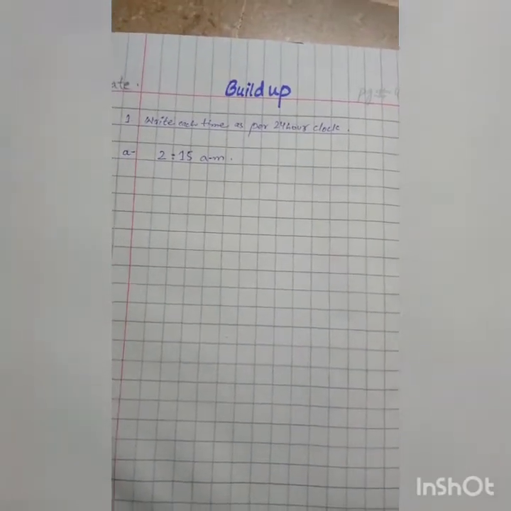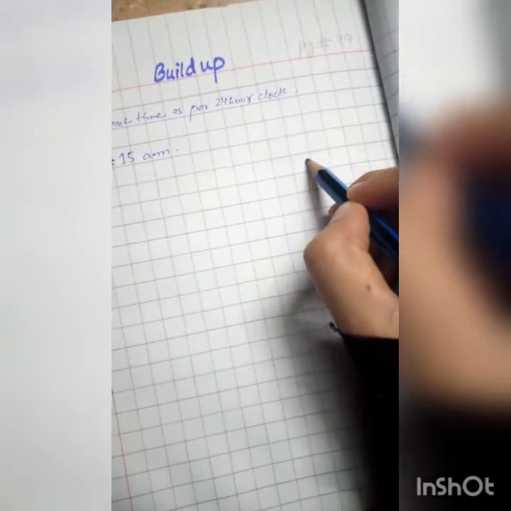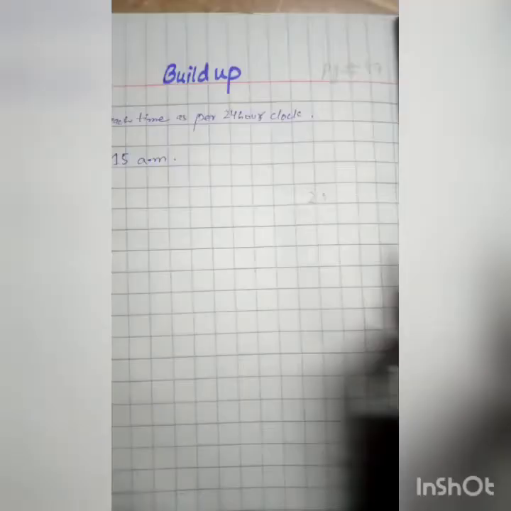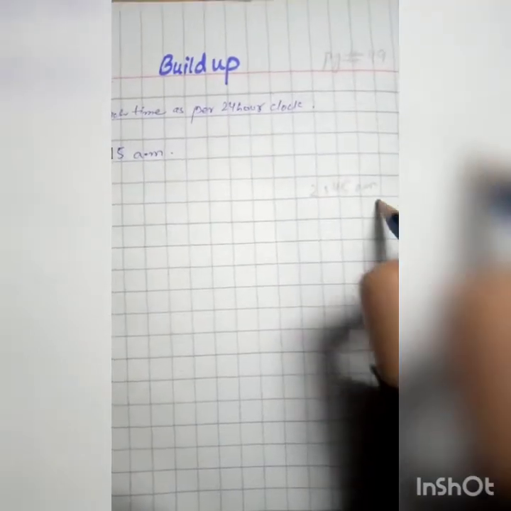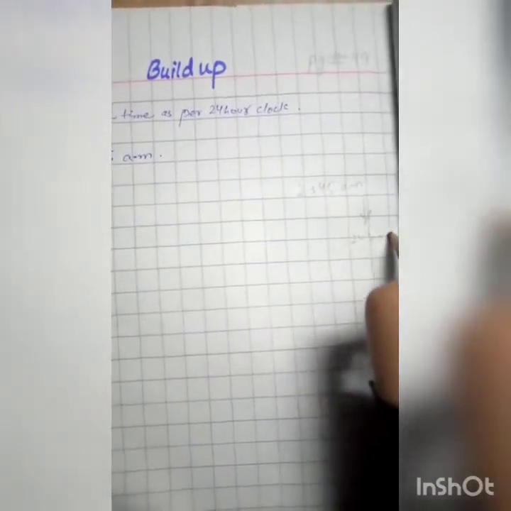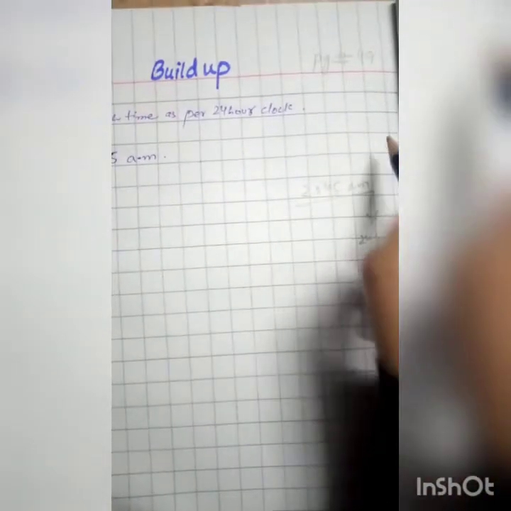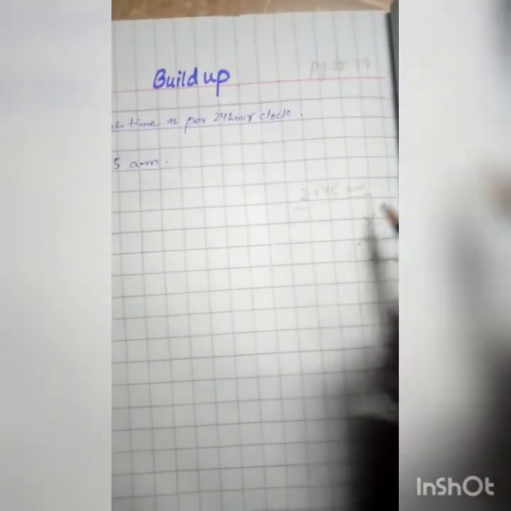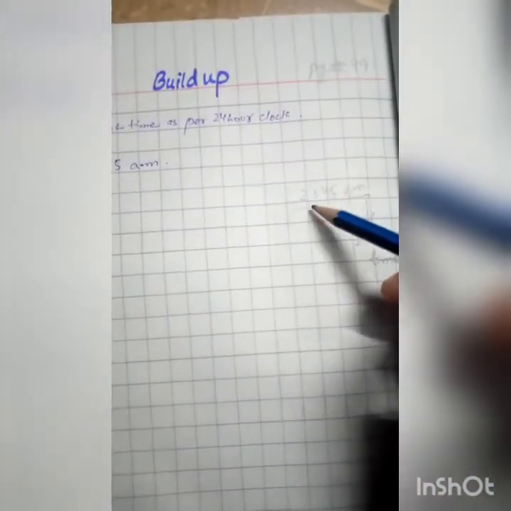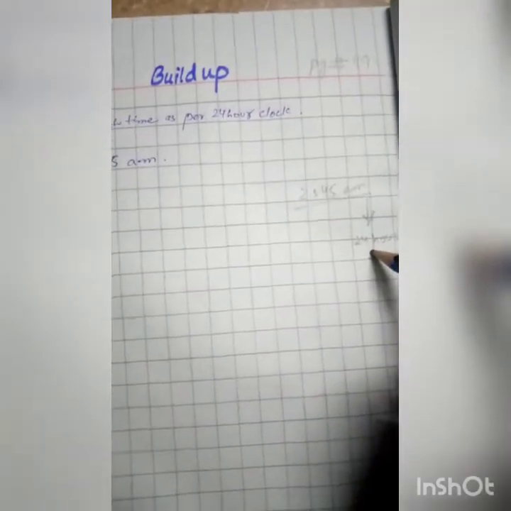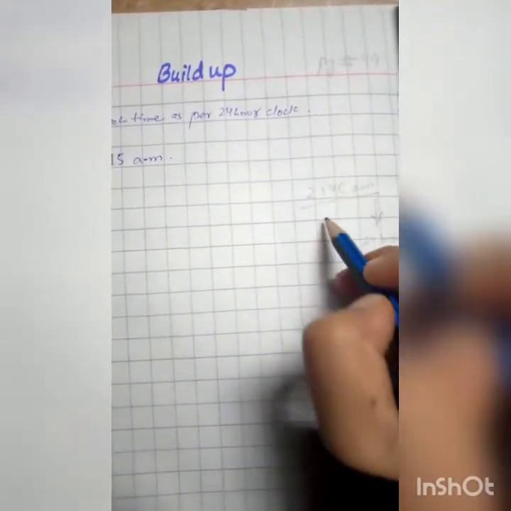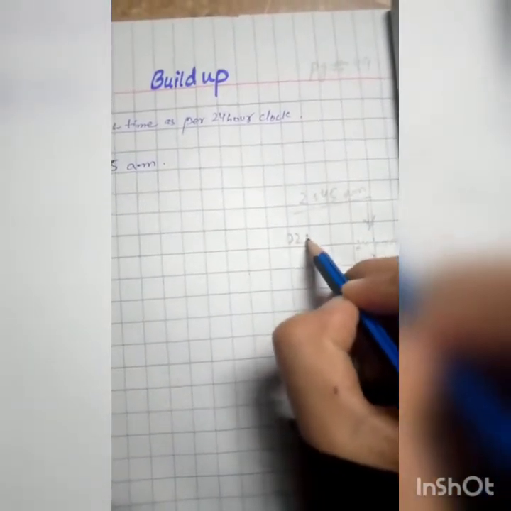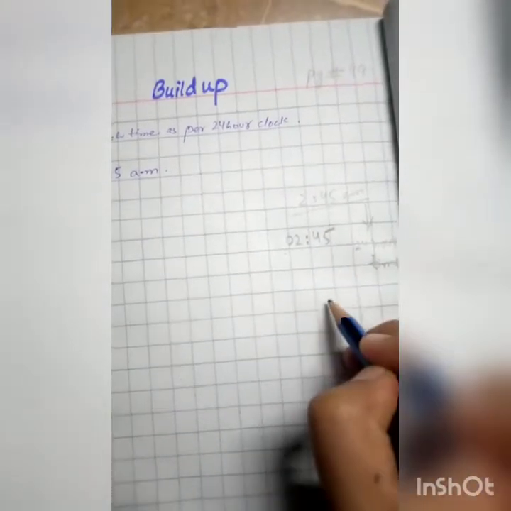I'm going to tell you through an example. Like this, there is 2:45 a.m. We have to convert it into 24-hour time, and it is written in 12-hour time. If a.m. is written with the time, it remains the same in the 24-hour clock. For example, 2:45 a.m. We just remove a.m. and it changes into 02:45.